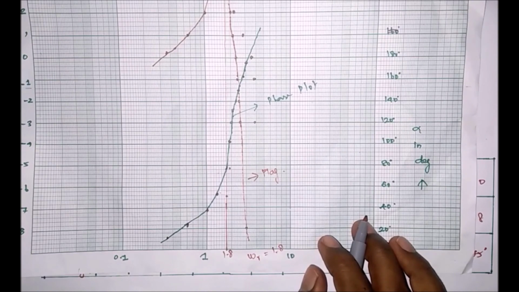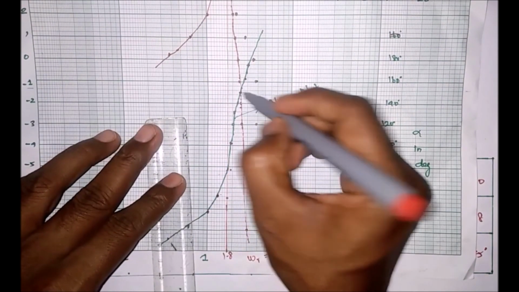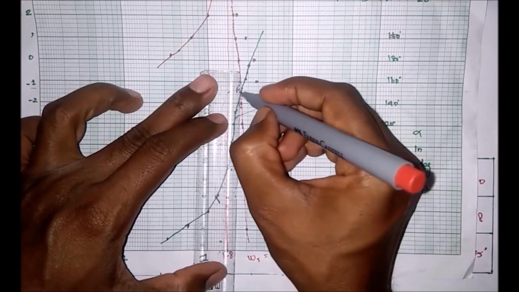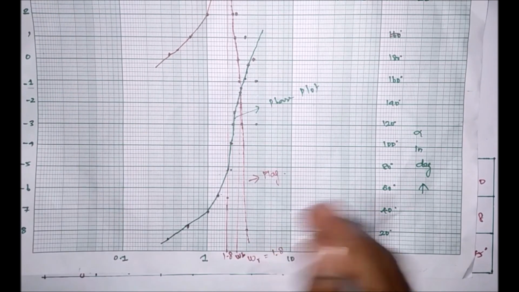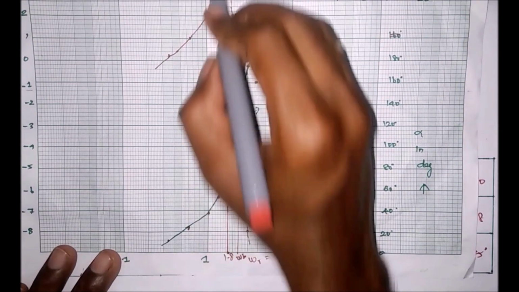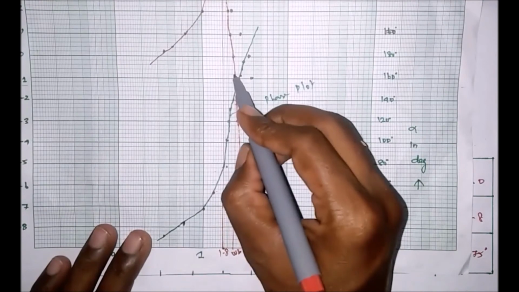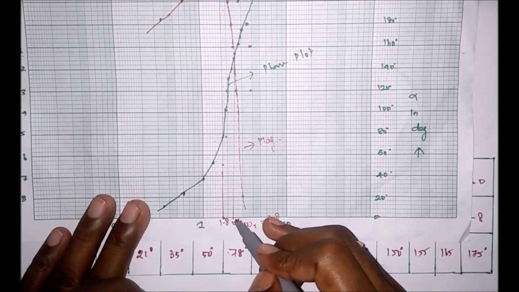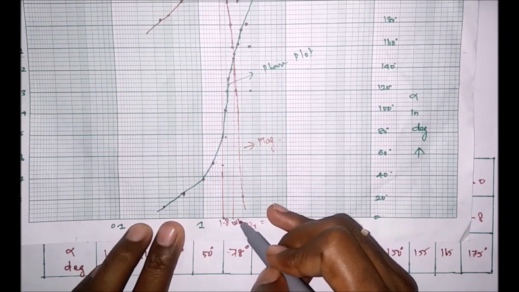Next one is bandwidth. Bandwidth is nothing but the frequency at which the magnitude and phase plots meet. So this is the bandwidth omega b. From this graph, this is the resonant frequency, and the corresponding magnitude is nothing but the resonant peak. Here both the plots are meeting, and the corresponding frequency is omega b, that is bandwidth.